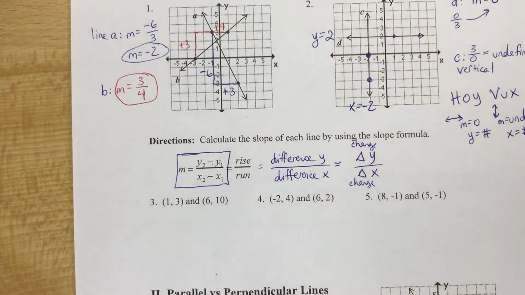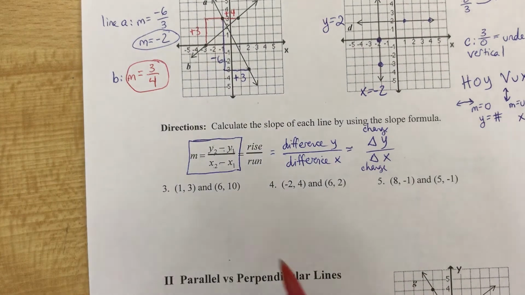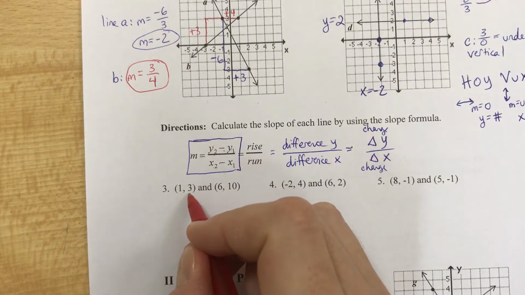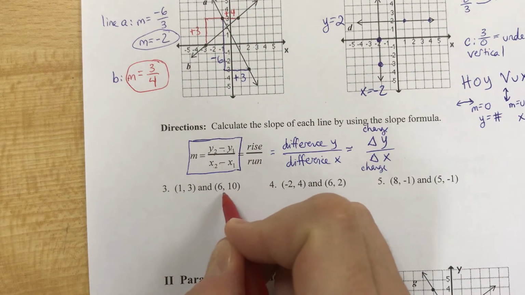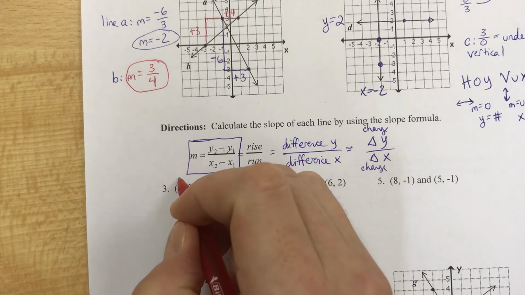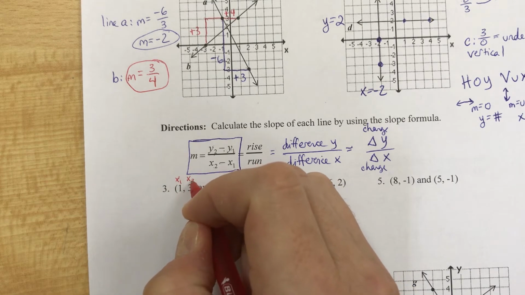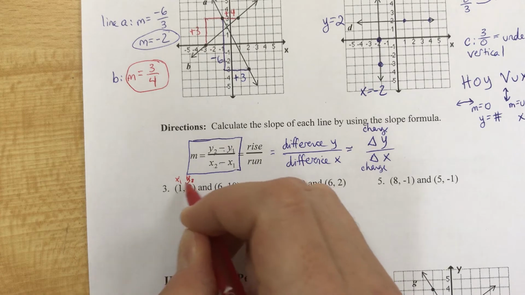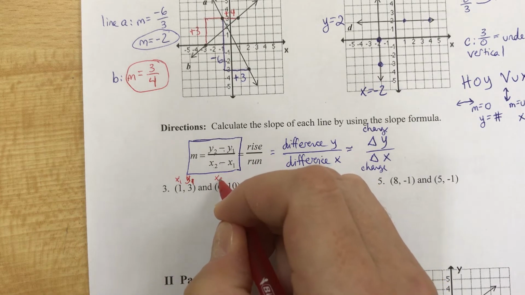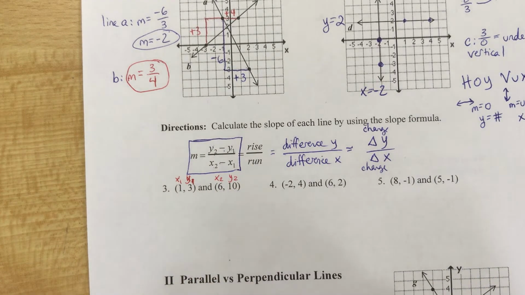All right, so the way you could use that, let's do some examples. Let's take number 3. So we have 2 points. We're going to calculate the slope of this line that goes through there. X sub 1, y sub 1, x sub 2, y sub 2.